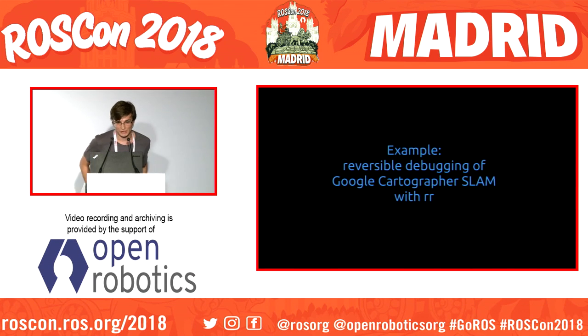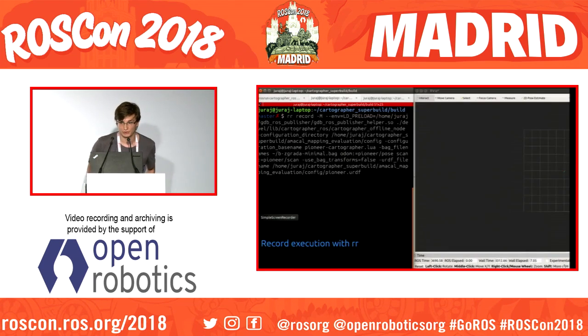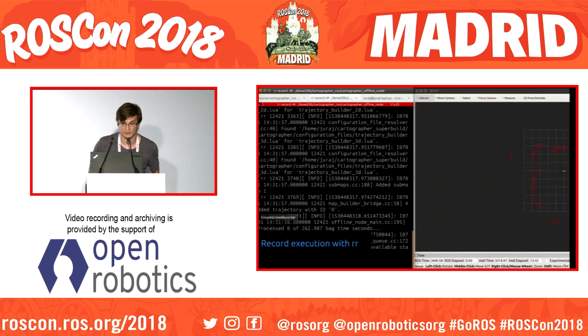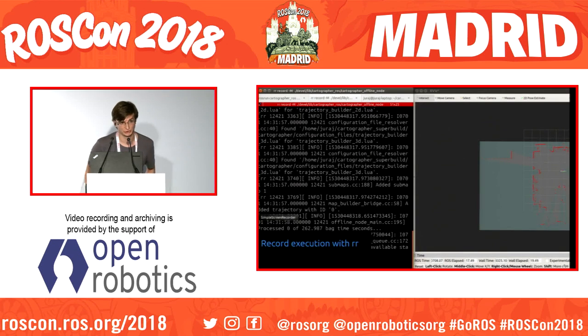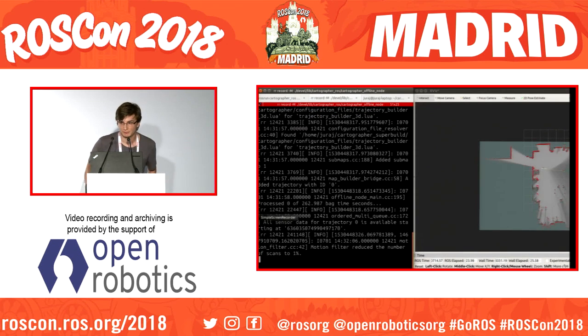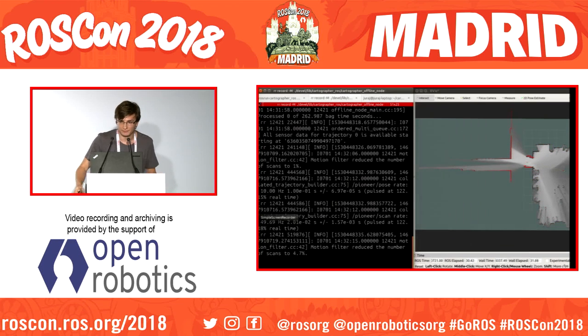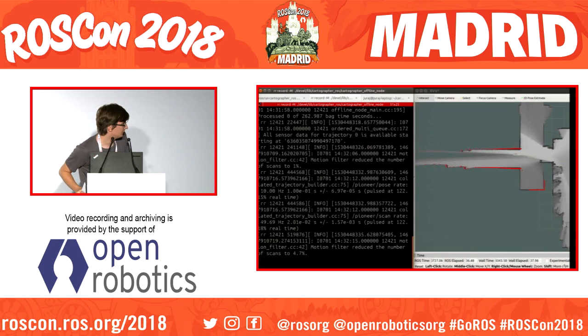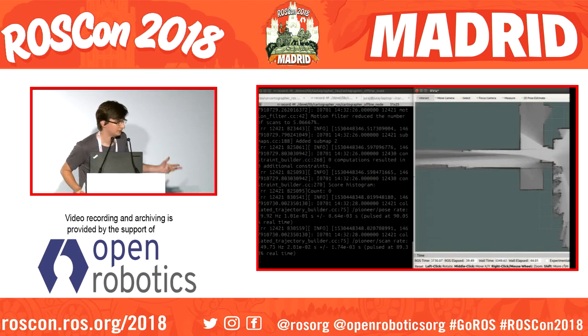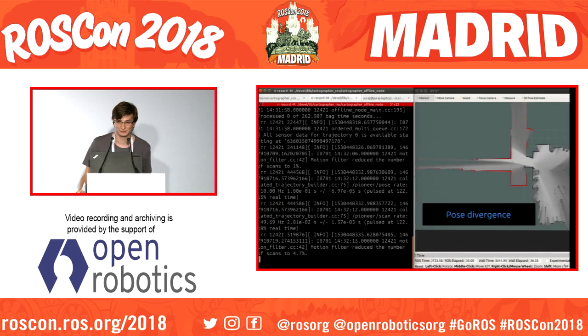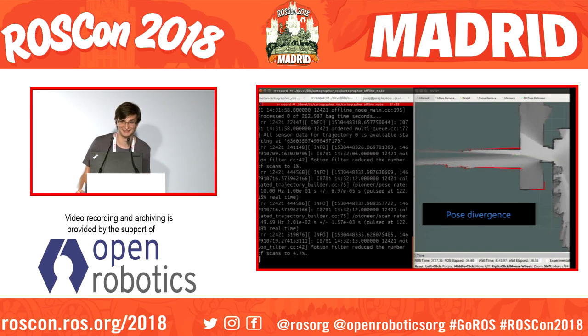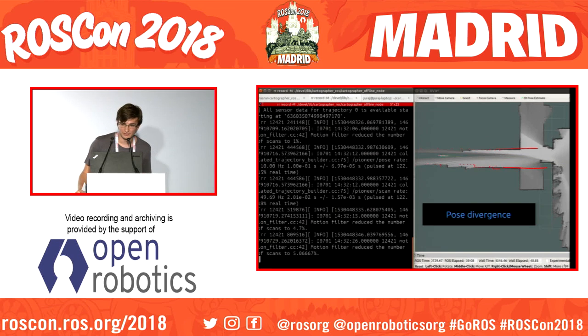Okay, so now I'll be recording an execution of the cartographer offline node, which crunches a bag and builds a map and a trajectory. Now you'll see that this older version had a bug where the pose suddenly diverged. Here's a slow motion replay. And it's gone.